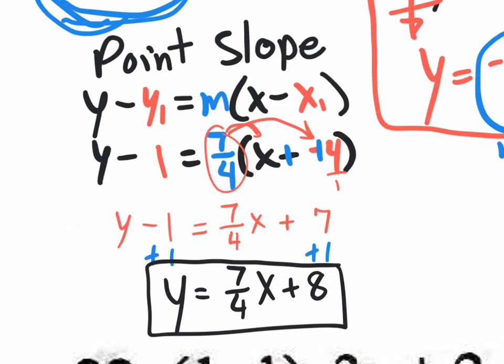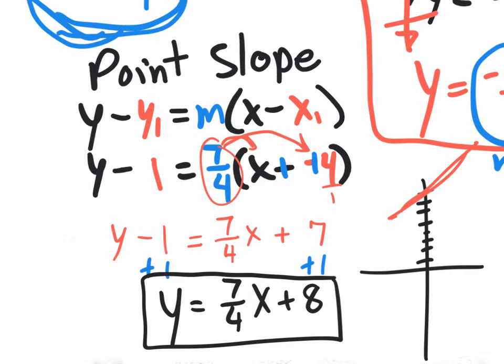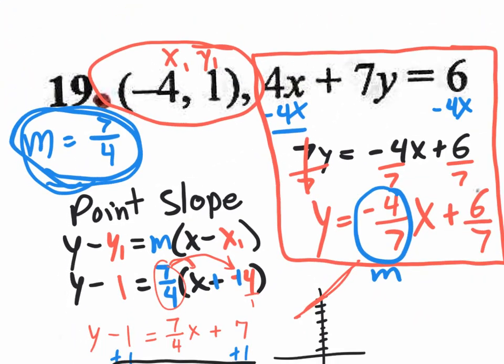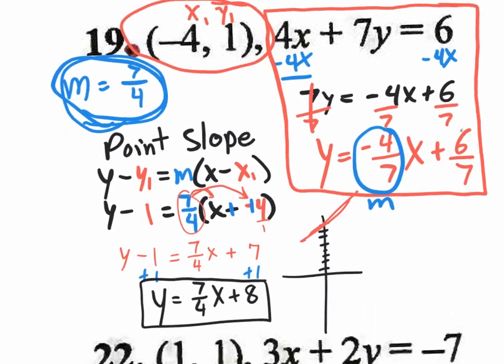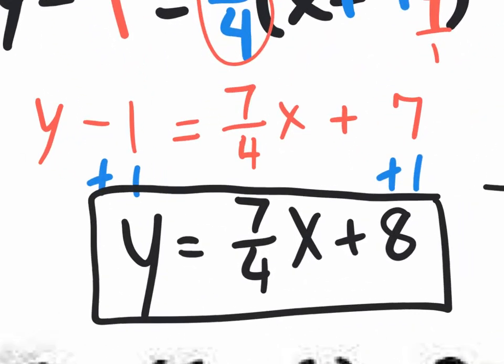Ladies and gentlemen, this line right here is y equals 7/4 x plus 8. If you go to a graph, it crosses at 8: 1, 2, 3, 4, 5, 6, 7, 8, way up here, and from that point I go up 7/4, and it's going to go like that. That line will be perpendicular to the original line they gave us, and it will pass through the coordinate (-4, 1). So when they ask us to write the slope intercept form equation, it's really y equals 7/4 x plus 8.